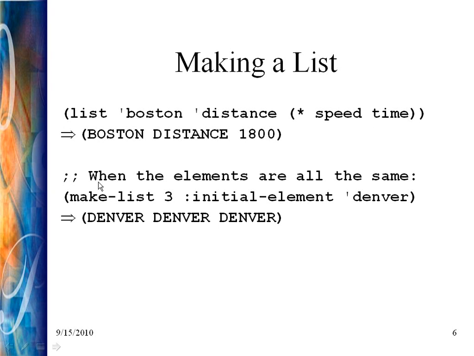So we end up with the list Boston, the symbol distance, and presumably speed and time multiplied together gave us 1800. When the elements are all the same, you can create a list with make-list. The first argument tells you how long the list is going to be, and the second is a keyword argument, initial-element, and it is the symbol Denver. So we end up with a list with 3 elements, Denver, Denver, Denver. A more typical initial element, if you don't specify it, is nil, and then you end up with a list with nil, nil, nil.